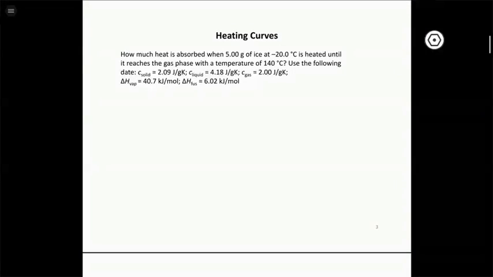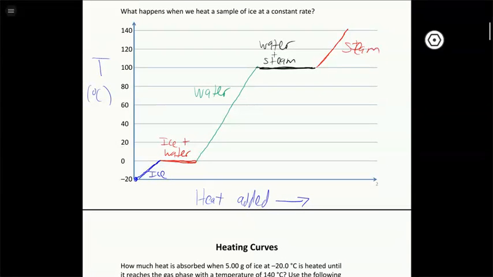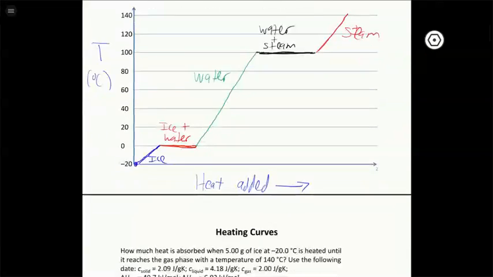All right, so we're going to do just an example of this. We're starting with 5 grams of ice at minus 20 degrees Celsius, and we're going to heat it until it reaches the gas phase with a temperature of 140. So that's kind of what we showed here. We're starting at minus 20, we're ending up at 140 degrees Celsius, but we know that we have to go through a couple of phase changes in the process. So how do we calculate the total heat that's associated with that process?